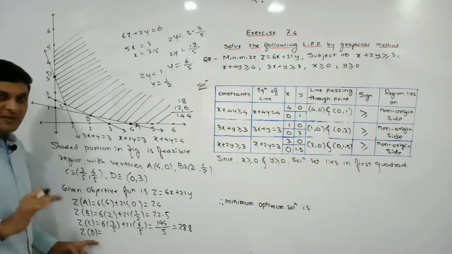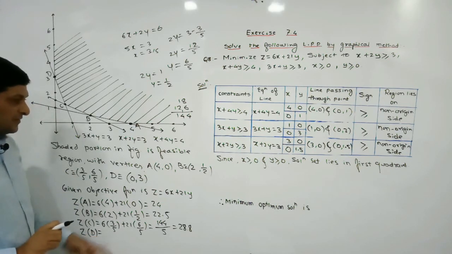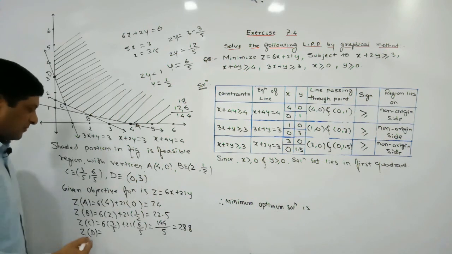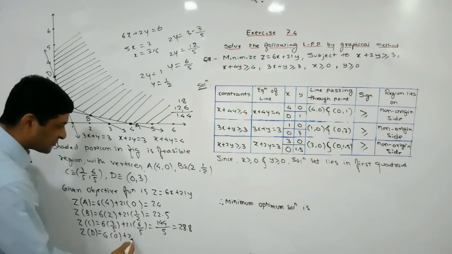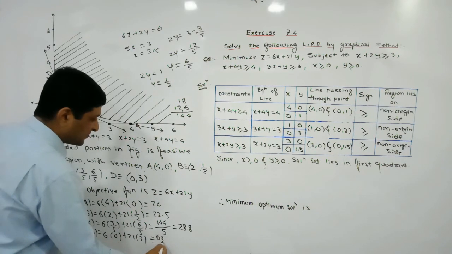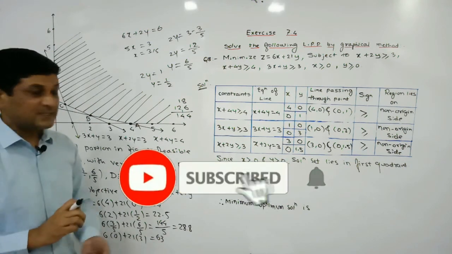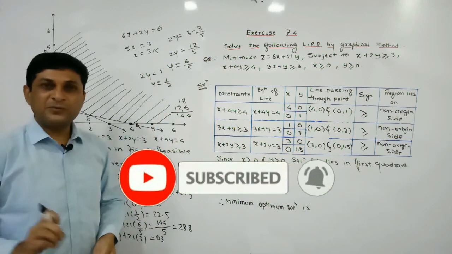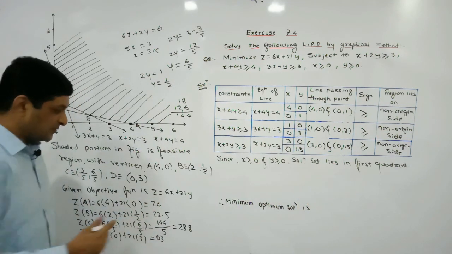Lastly find the value of the objective function at the last vertex D, whose coordinates are 0, 3. So 6 into 0 plus 21 into 3. 21 3s are 63. In this way we have got the value of the objective function at all the vertices. As in this example we have to minimize the objective function, check which is the minimum optimum solution.